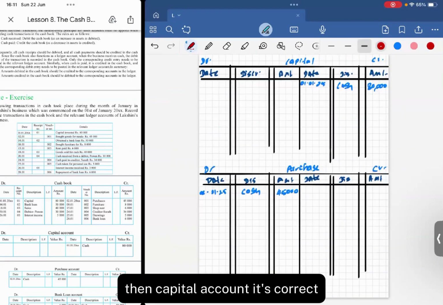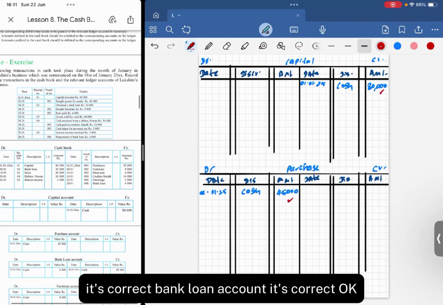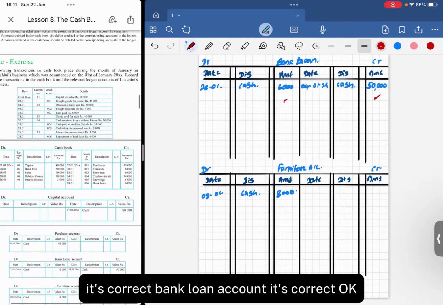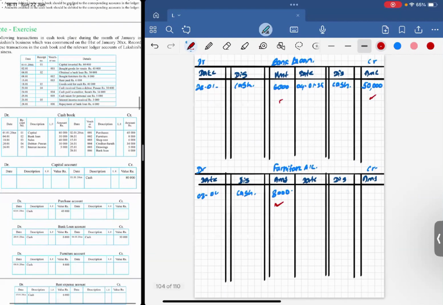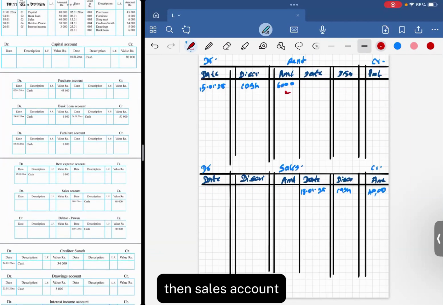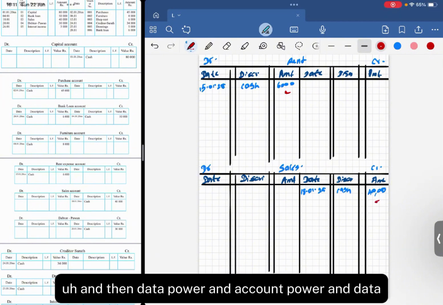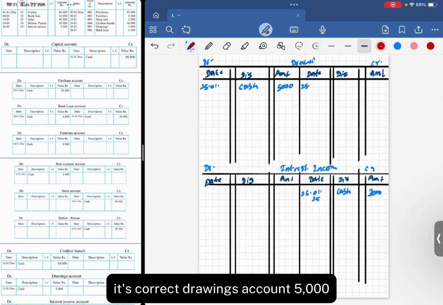Then the capital account, it's correct. Purchases account, it's correct. Bank loan account, it's correct, two entries. Furniture account, it's correct. Then rental expenses account, it's correct. Then sales account, it's correct. And then debtor Pawan account, 30,000, it's correct. Creditor Surat, 34,000, it's correct. Drawings account, 5,000, it's correct.